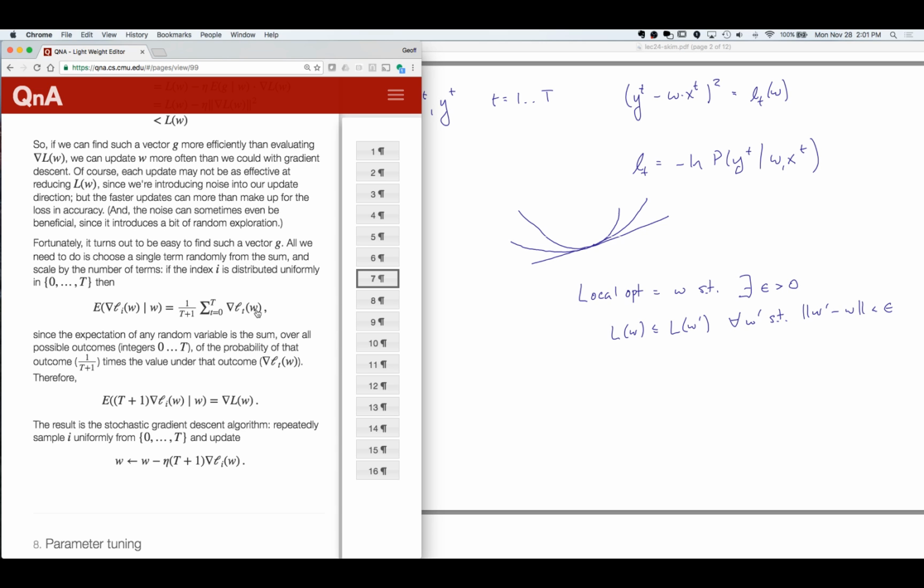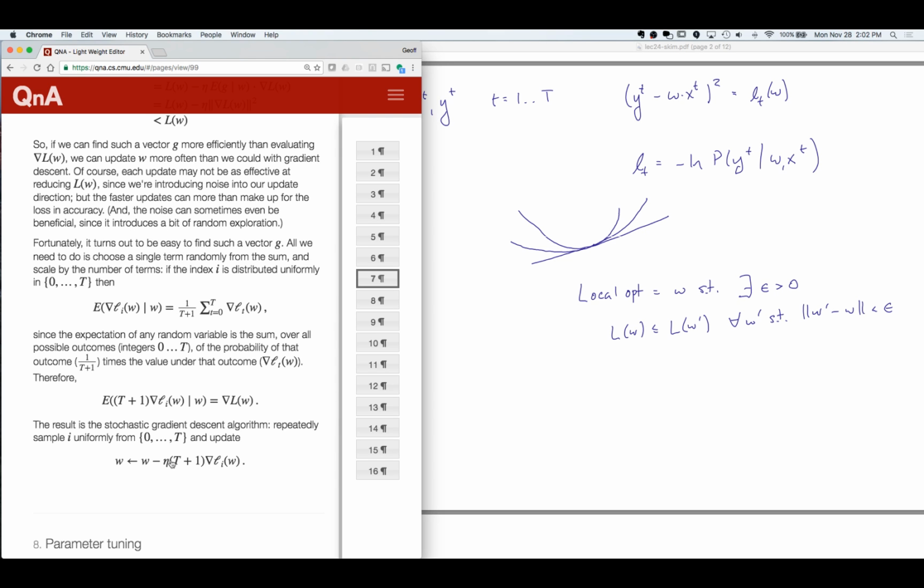And so if we multiply this by T plus 1, the expected value of T plus 1 times the gradient is just the sum from 0 to T of grad LT of W, which is the gradient of big L of W. And so if we use that way of getting a noisy sampled gradient, we get the stochastic gradient descent algorithm, which, to summarize, is just repeatedly sample an index uniformly from all of our terms and update according to that index.